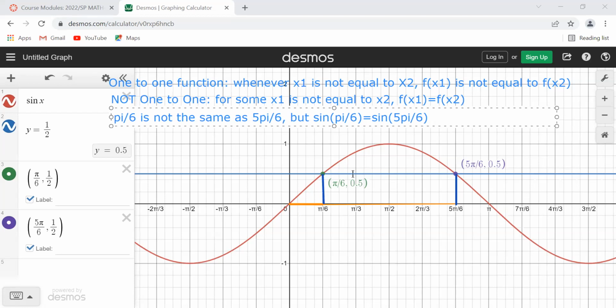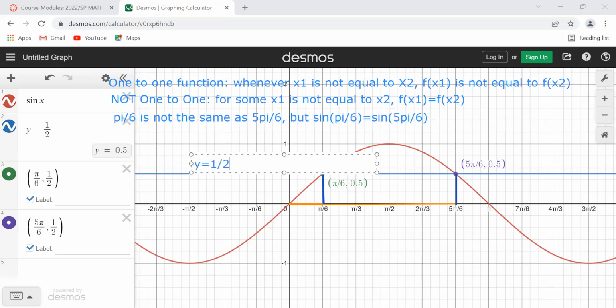Now you can see on the graph, we have a horizontal line, which is y equals half. It crosses the curve at least once, many times actually, but we only focus on these two. It crosses the curve twice. This illustrates that there is a pair of inputs, pi over 6 and 5 pi over 6, which are different, but their respective outputs are the same. So this illustrates that sine is not a one-to-one function.